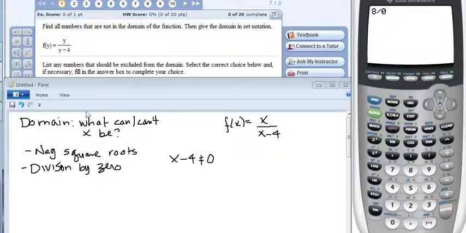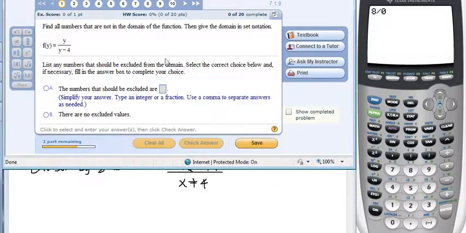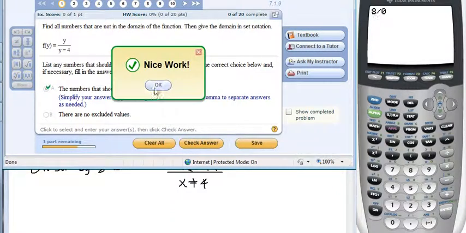So we solve for x by adding our 4 across. It's a very negative attitude on the calculator's part. Just quit. X cannot be 4. That's the only thing that I can put in this bottom that'll make the bottom 0. And I don't care about the numerator at all. Numerator can be whatever it wants to be. It can be 0. It can be anything. So we do have some excluded values on this one. The number that is excluded would be 4. So you're just going to put that in there.